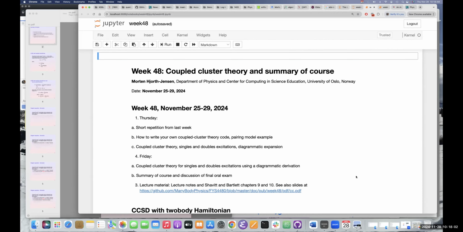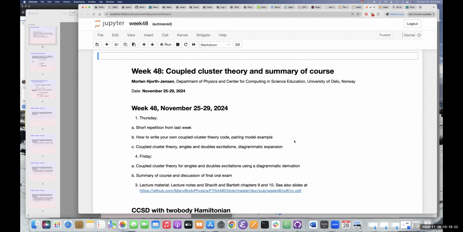Welcome back, everybody, and welcome to the last two sessions. The topic today, as you can see from the Jupyter notebook here, is to give first a short repetition from last week about what we did with coupled cluster theory, in particular the connection to the pairing model.